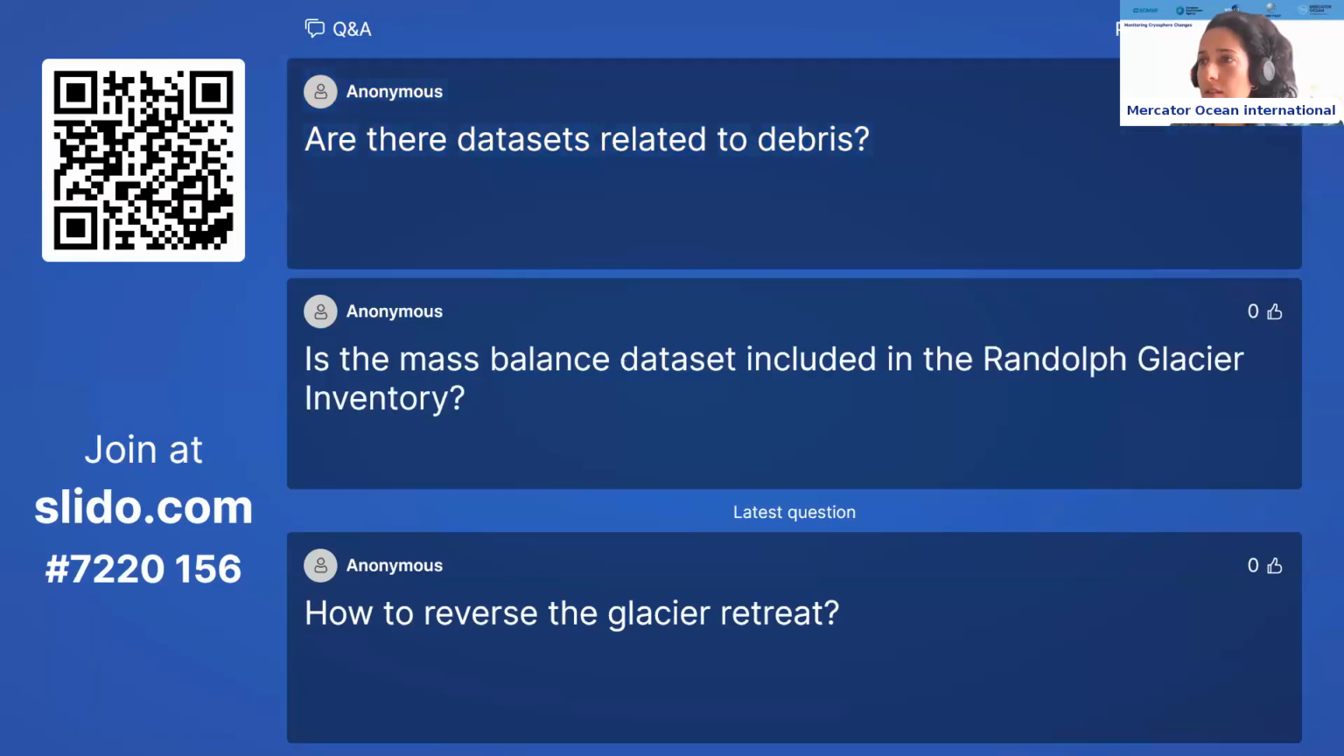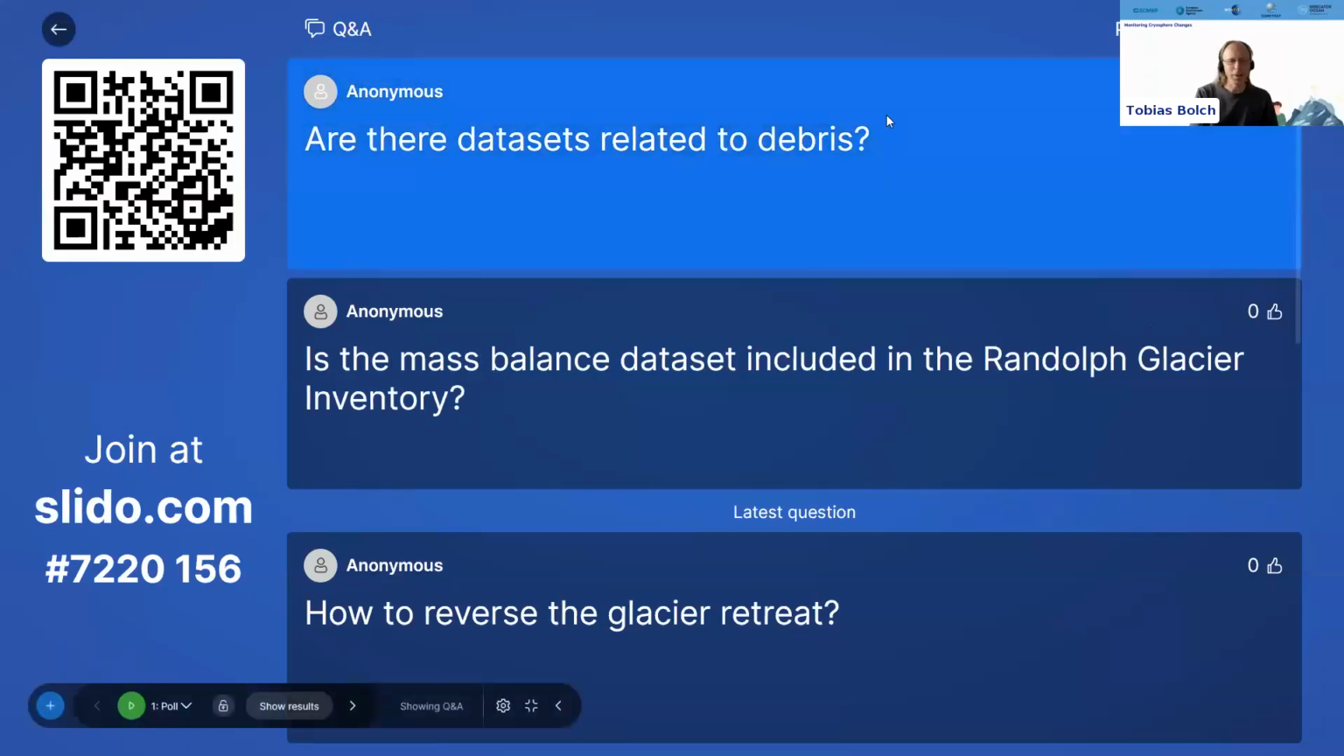Next one, are there data sets related to debris? To debris. Okay, well, go ahead if you want. Yeah.